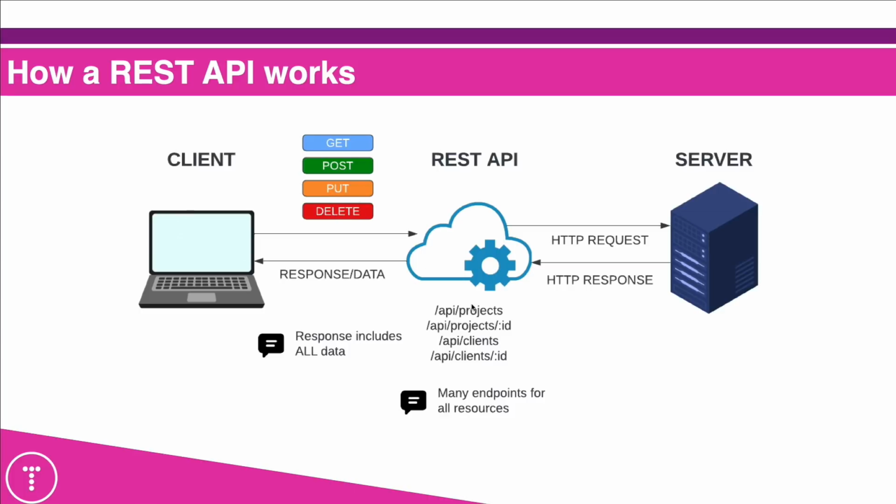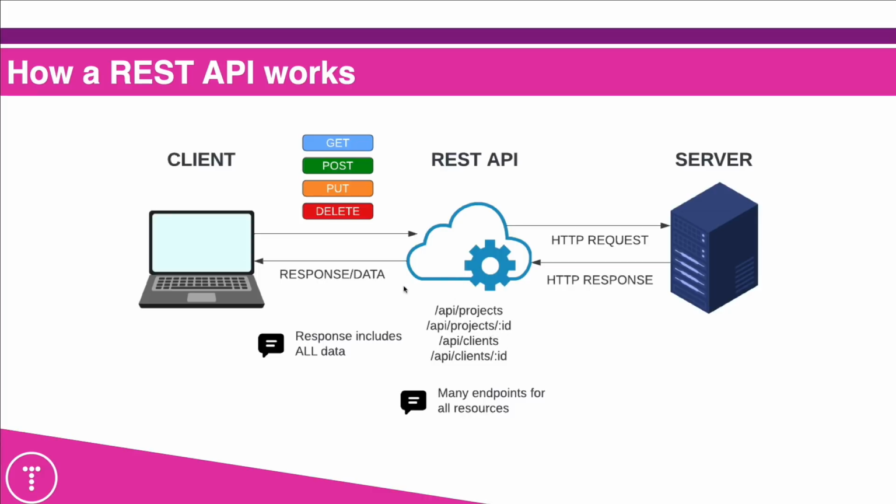And we have all these different routes that we create in our REST API, or these different endpoints, such as /api/projects. If we're updating or deleting, we need to know which one. So we would do /api/projects/:id. And then for every resource we have, projects, clients, users, blog posts, you'd have all these different routes to hit.